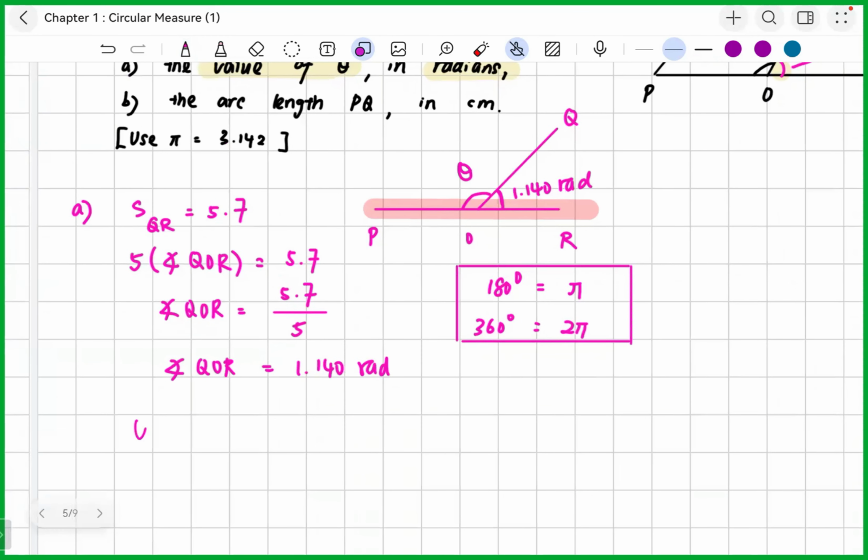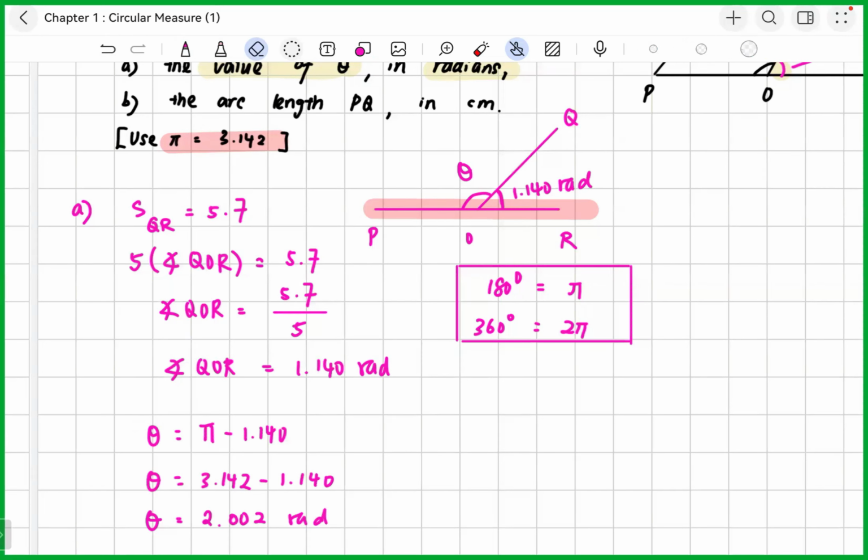So theta equals pi minus 1.140. So what is the value of pi? The question did mention pi equals 3.142. So theta equals 3.142 minus 1.140. You will get 2.002 rad. So this is the answer for A.